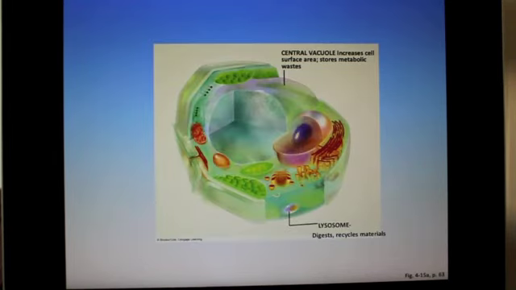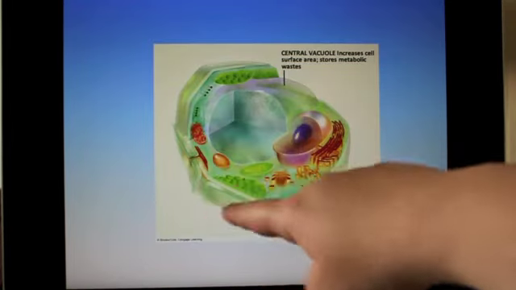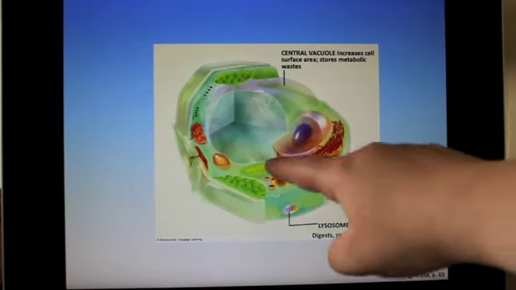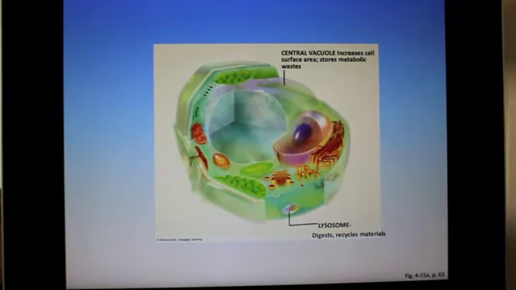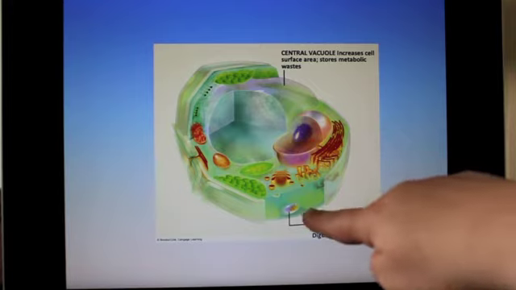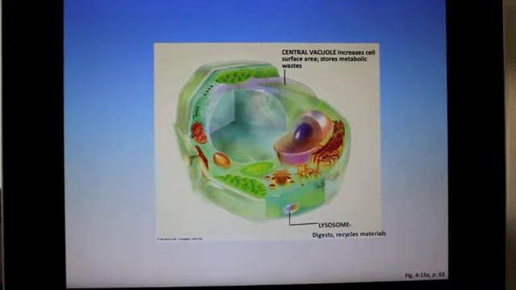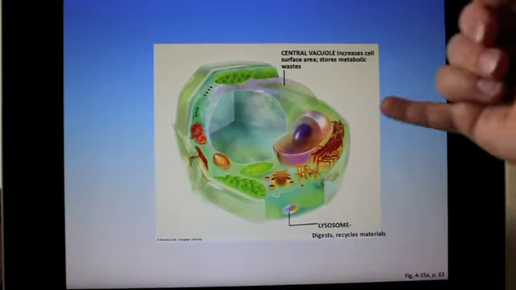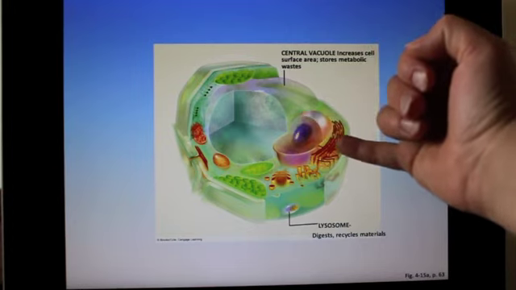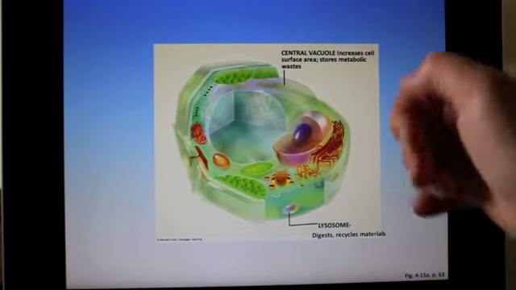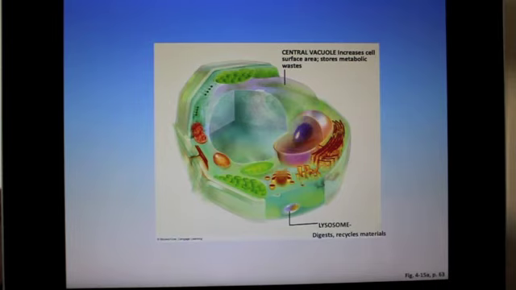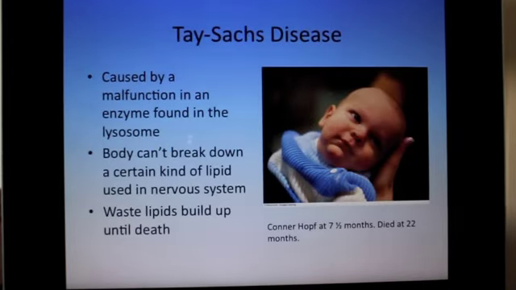So here's a picture with some of those in it. This is a plant cell, and this big thing here is the central vacuole. And then this little guy over here is the lysosome. And you can also see the nucleus, the rough ER, the smooth ER, and where we're going next, the Golgi body.